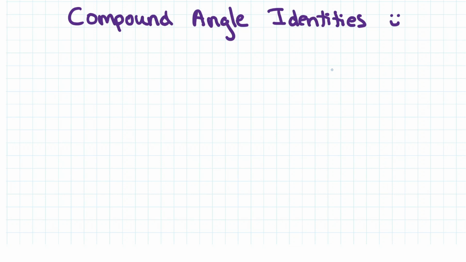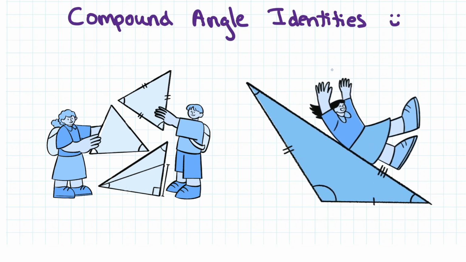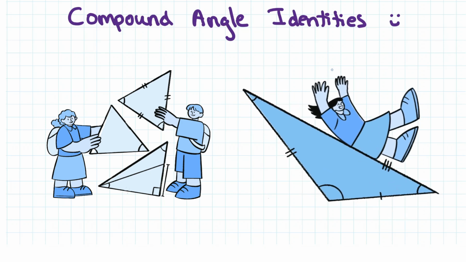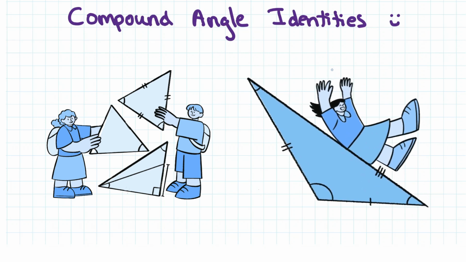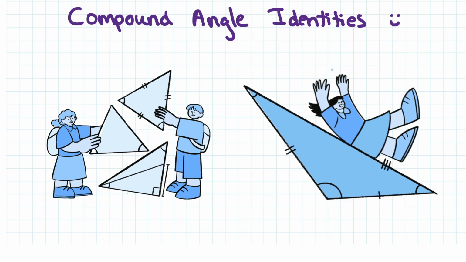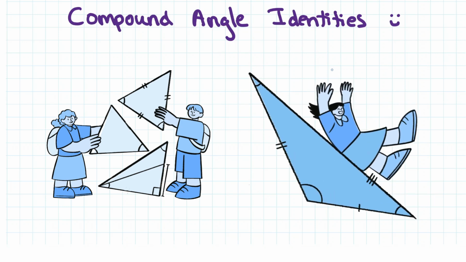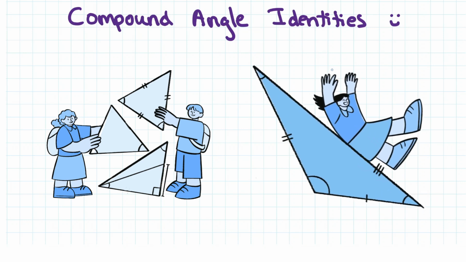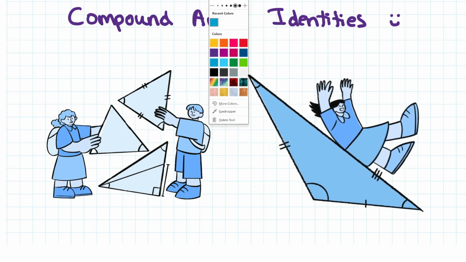Okay, so compound angle identities are very important in trigonometry because they help us simplify problems as well as solve tricky trigonometric expressions and equations. They also aid us in performing trigonometric proofs. So today I'm going to start by showing you a few of these identities, and then we're going to use these identities to help derive some subsequent ones. Okay, let's dive in with the first one.